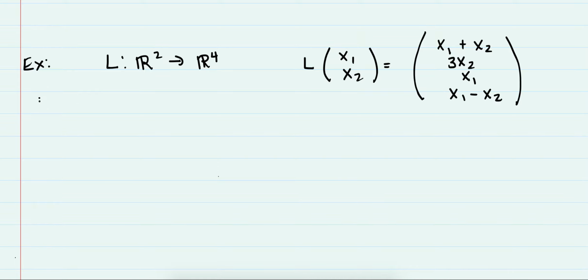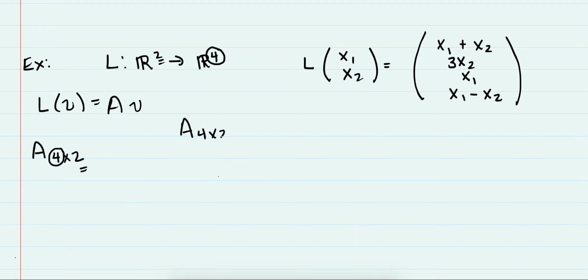Okay, so L of V for any V in R2 is equal to a matrix A times V. And what size is this matrix? Well, A is going to be a 4 by 2 matrix. This 2 corresponds to this 2, and this 4 corresponds to this 4. Now, what is this 4 by 2 matrix?